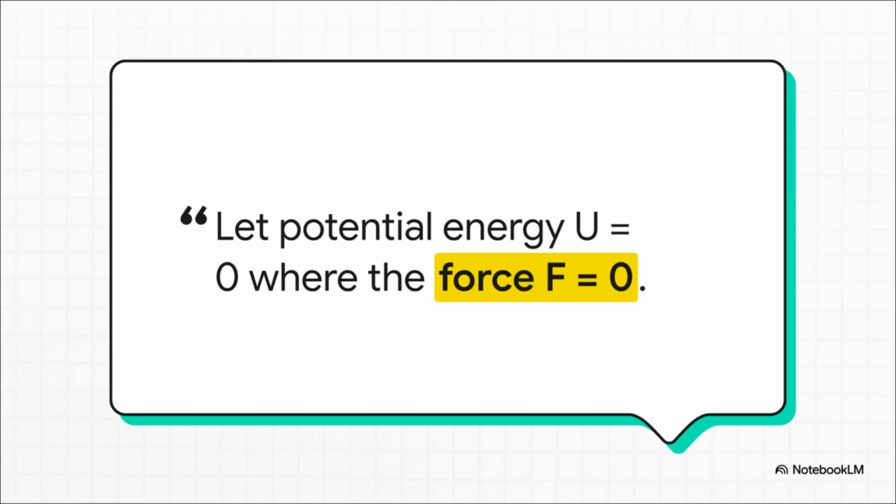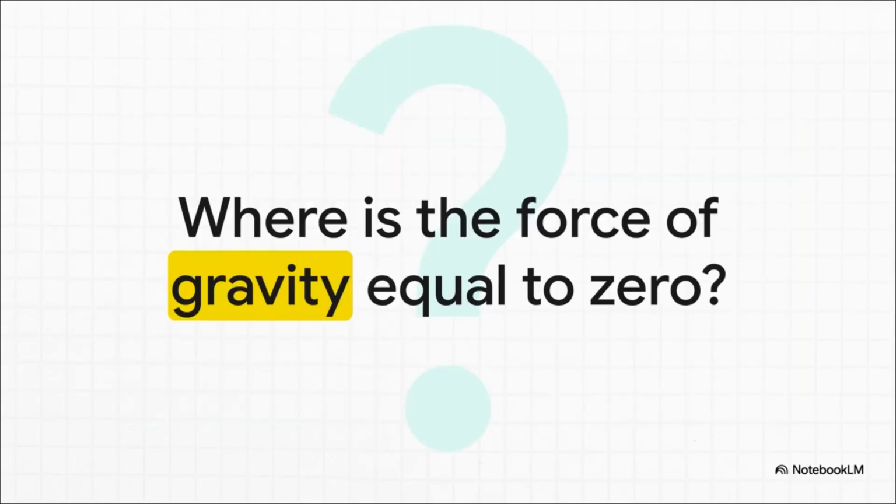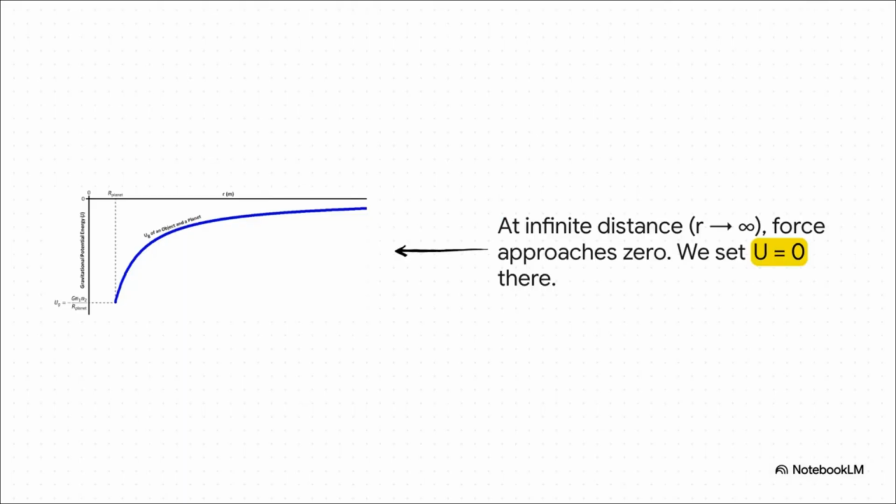Well, physicists came up with a really clean and elegant convention. Let's just define potential energy to be zero at the exact place where the force itself becomes zero. Makes sense, right? Which of course leads to a pretty simple question. According to Newton's own law, where do you have to go for the force of gravity to actually become zero? And the answer is at an infinite distance away. Think about it. As that distance r in the equation approaches infinity, the force gets infinitesimally, ridiculously close to zero. So that's what we do.